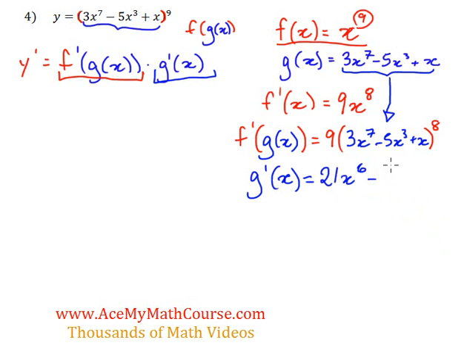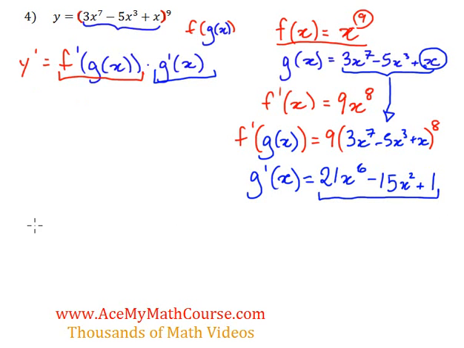now, the derivative of 5x cubed, I can bring down the 3, multiply by the 5, I get 15. Subtract 1 from the 3, so I get 15x to the power of 2, or 15x squared. And the derivative of x is just 1. Fantastic. So this is g prime of x.